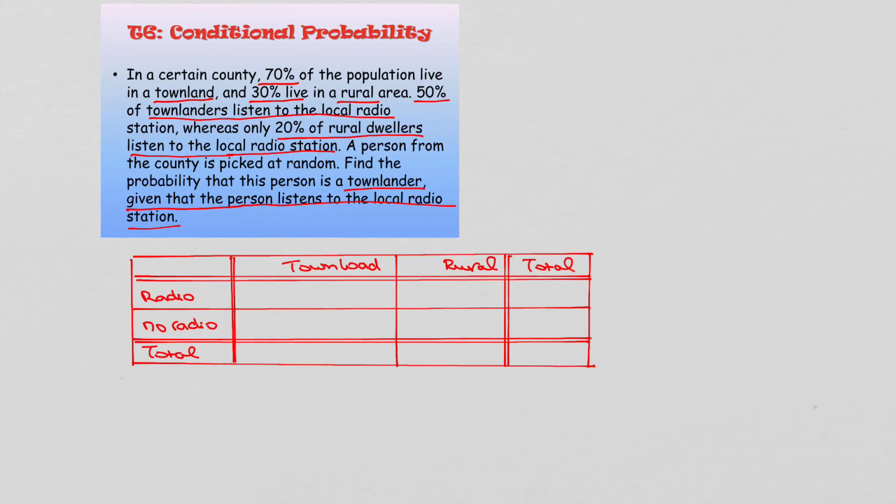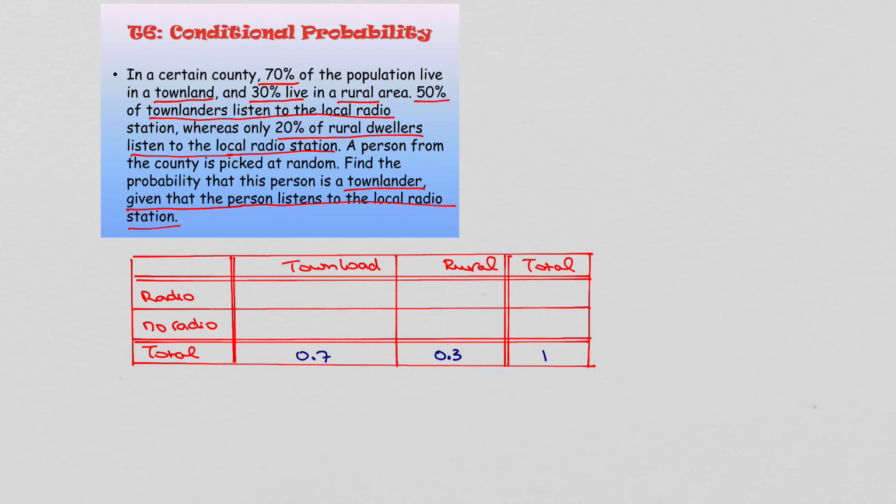So if we start with the townlanders, we can see that 70% of the population live in a townland. So that means that the total townland is going to be 70%, which is 0.7. And 30% live in the rural area, so therefore we have 0.3. And again, as we said before, with probability, it's always important to check, do our totals amount to 1? If they don't, you've done something wrong. You need to go back and check.